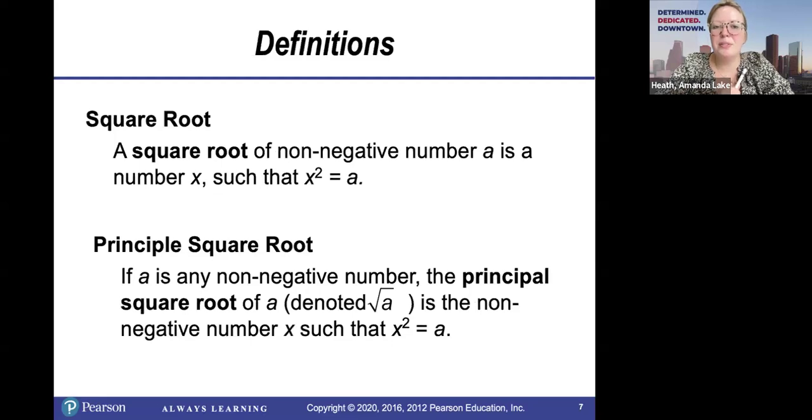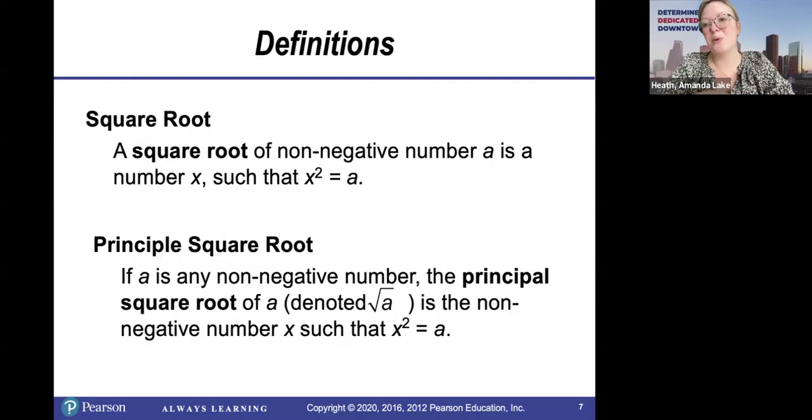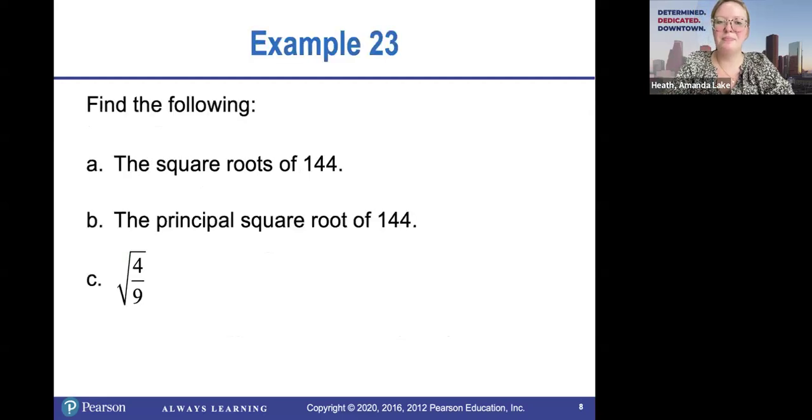All right, so a square root of a number a is a number x such that x squared equals a. And we call the principal square root of a, which is just denoted with the square root symbol, the non-negative number x such that x squared equals a. So in that last example, the square root of 49 could be 7 or -7, but the principal square root is just 7, the positive version.